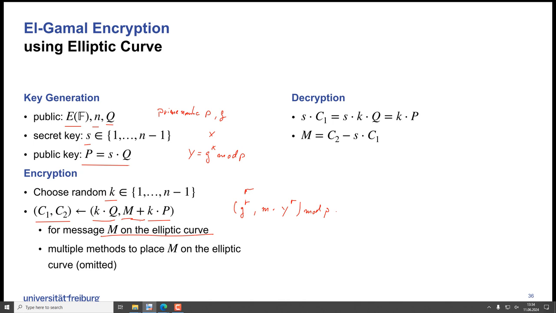Okay, let's look at decryption. How do we decrypt in El-Jamal? In El-Jamal, we take the second part, which is C2, and divide it by the first part to the power of the secret key. And that gives the message. In elliptic curve, we take the second message and subtract S times the first message. So division is subtraction and exponentiation is multiplication. So it's the same thing.